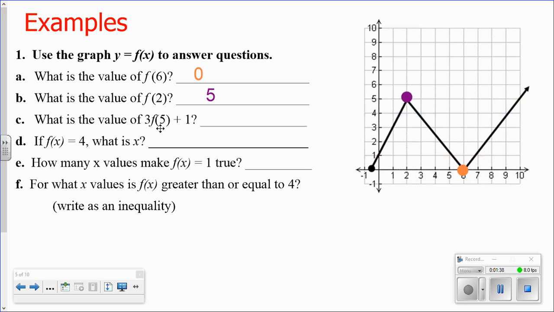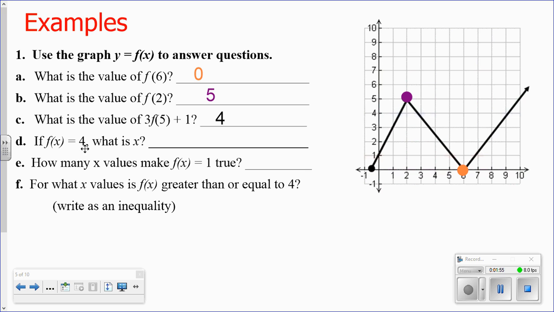Find the value of 3 times f of 5, plus 1. So first thing we have to find is f of 5. So we go over here at f of 5, and that is 1. And then it's 3, so 3 times 1 is 3, plus another 1 is 4.